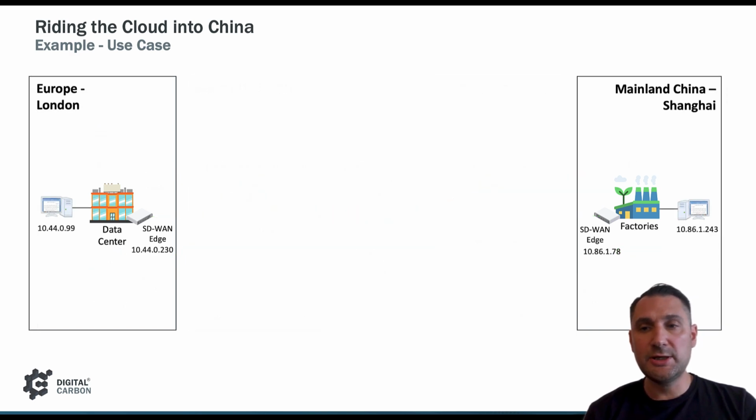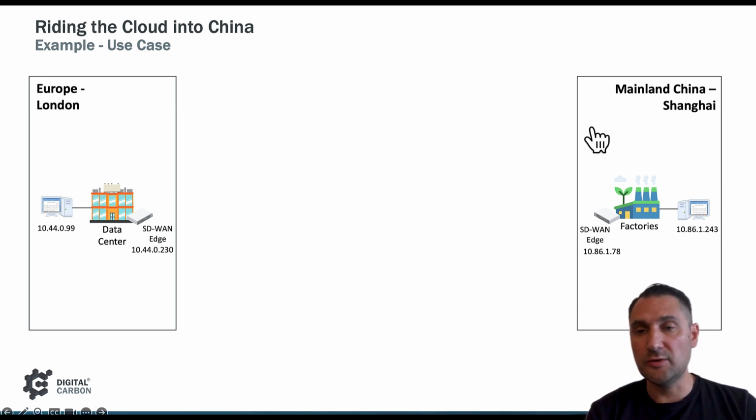So we're going to start basically with this scenario. Let's say we have a remote site which is located in London. Let's say this is our data center. We have a server which is within this data center, and we also have our SD-WAN edge which has already been pre-deployed within this data center.